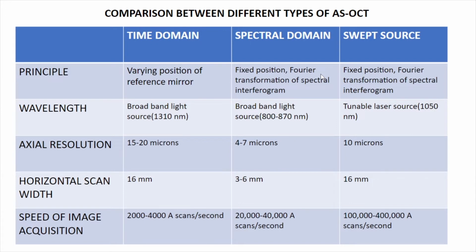This is a comparison between the different types of ASOCT. As I mentioned, in the time domain, we will be moving the reference mirror, and in spectral domain and swept source, the position of the mirror will be fixed, which helps us to get more A scans per second. The spectral domain will give us 20,000 to 40,000 A scans per second, and the swept source will give us 100,000 to 400,000 A scans per second.